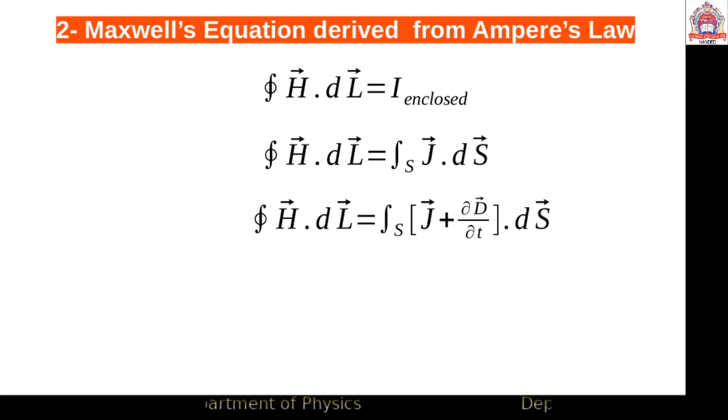So we can give the statement: the total magnetomotive force around any closed path is equal to the surface integral of the conduction and displacement current densities over the entire surface bounded by the same closed path.